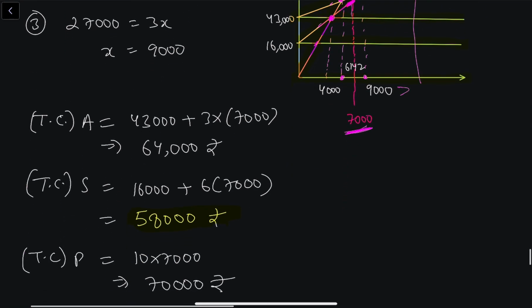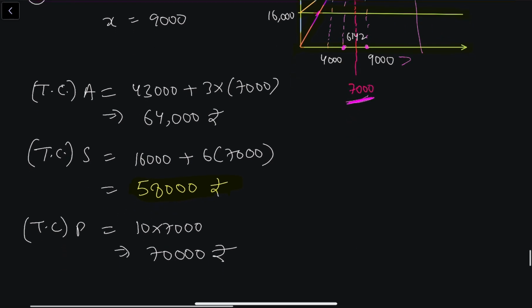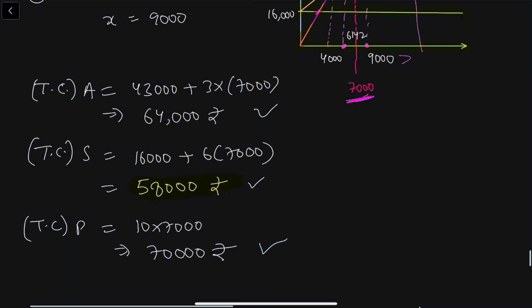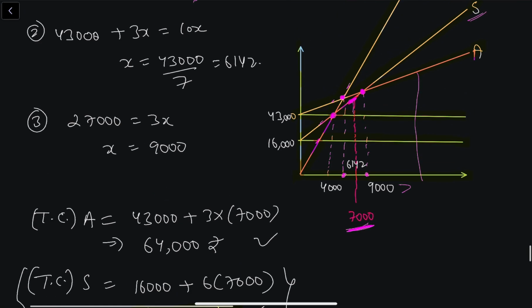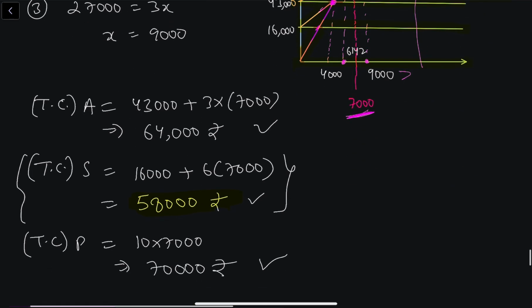And if I find my total cost for 7,000 units, for automatic I'll get 64,000, for semi-automatic 58,000, and for purchase 70,000. So overall my minimum total cost is 58,000 for semi-automatic, which we have seen theoretically and graphically. Okay, so this is all about your break-even point.